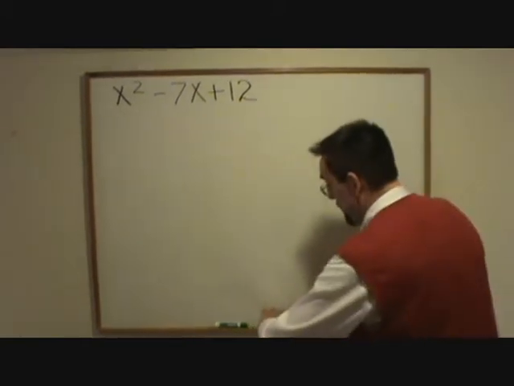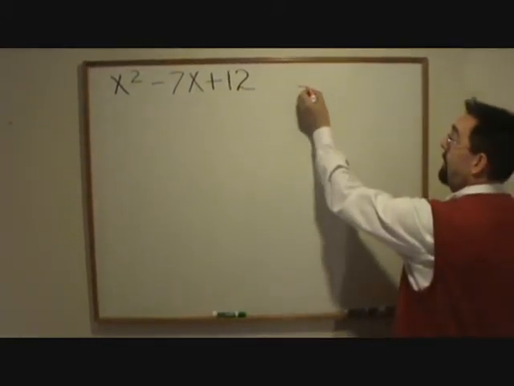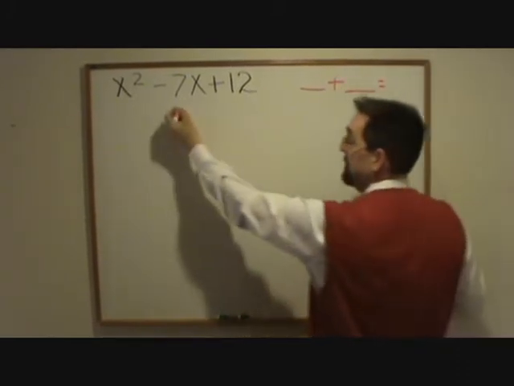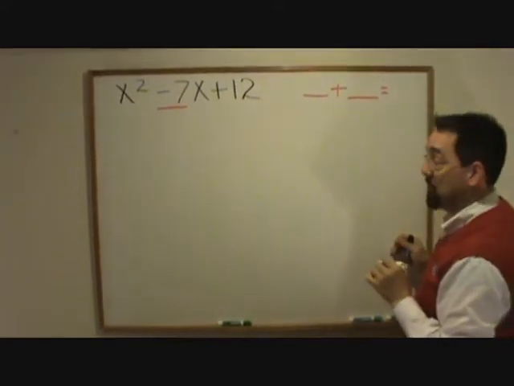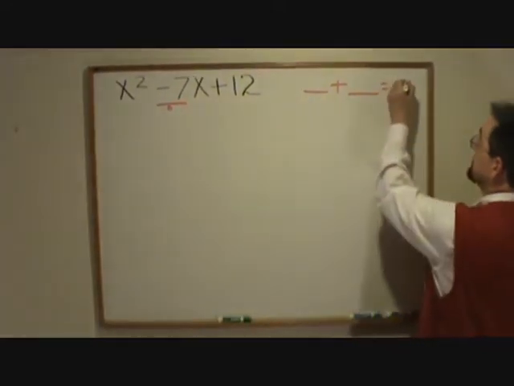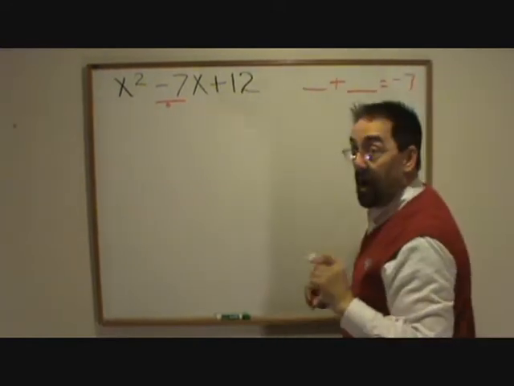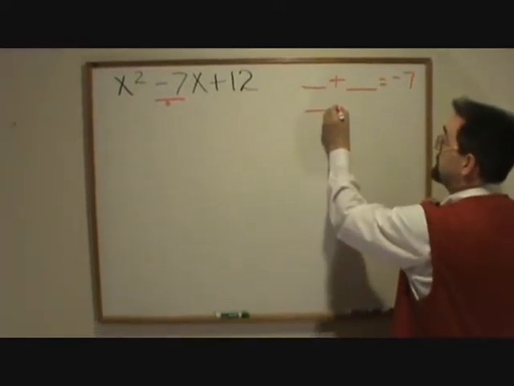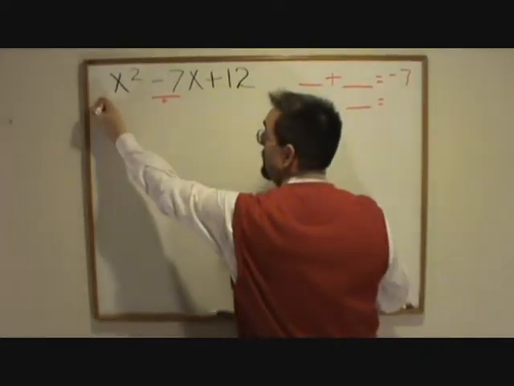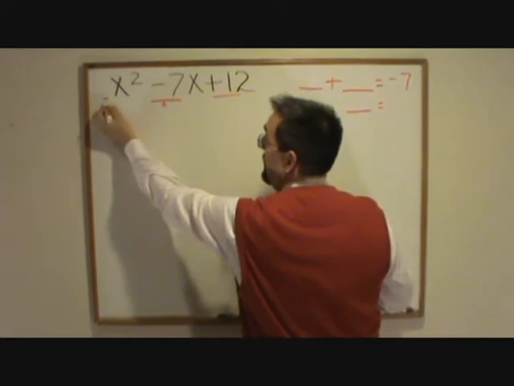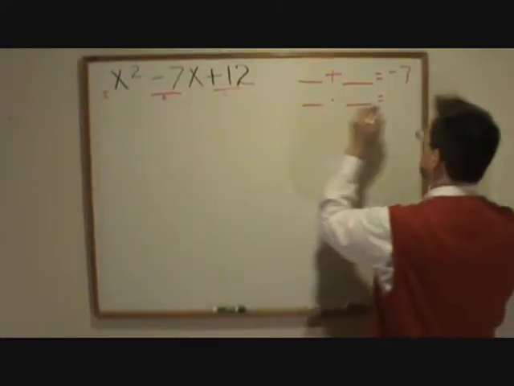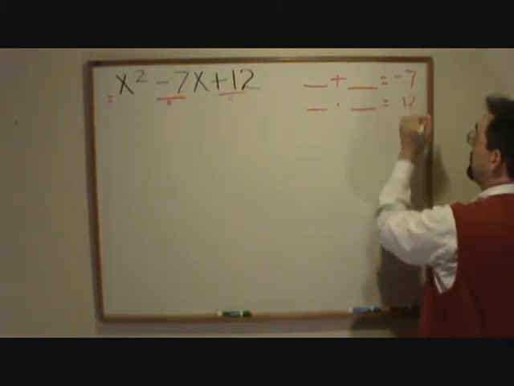The first two things I want to do: I want to find two numbers that add together to equal the B term. Okay, this is B, minus 7. Then I want to find two numbers that multiply together, that is the same as A times C, or 1 times 12, which is 12.